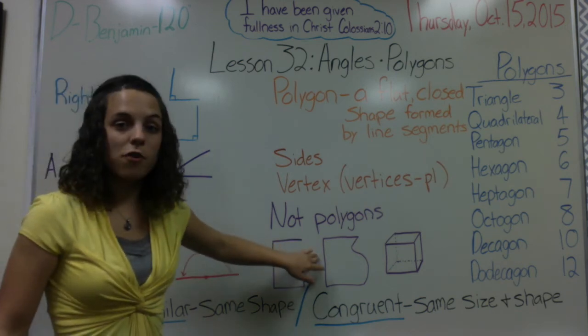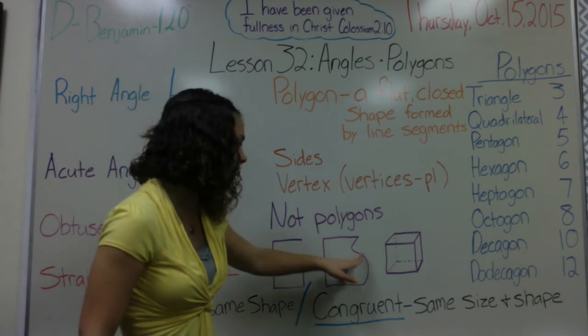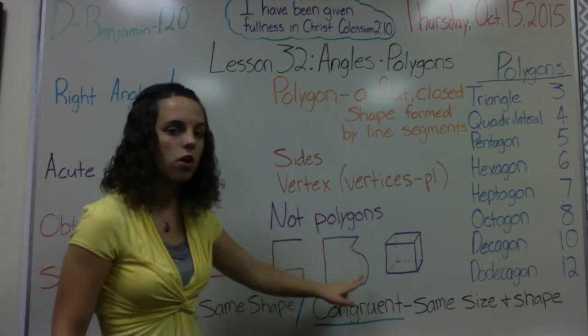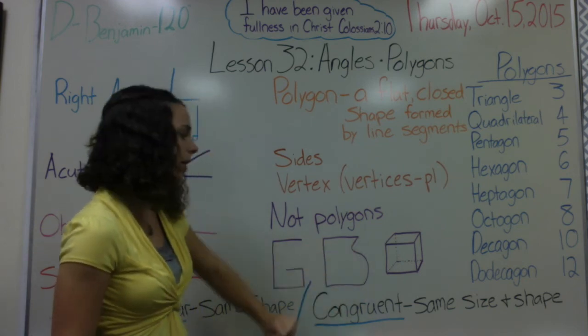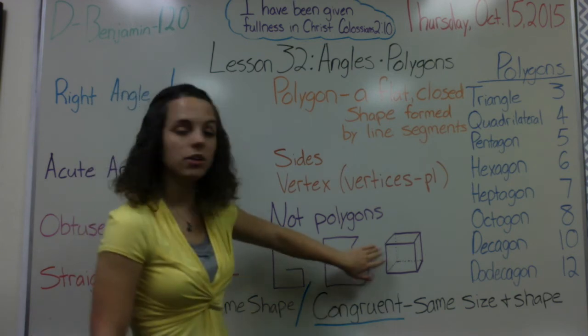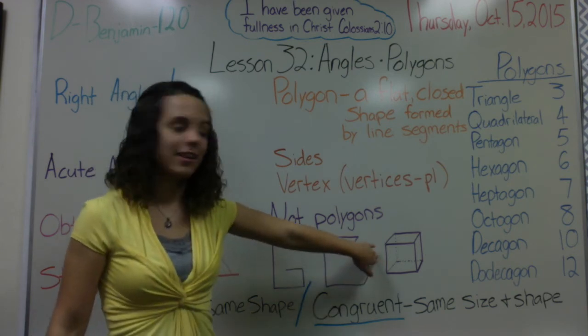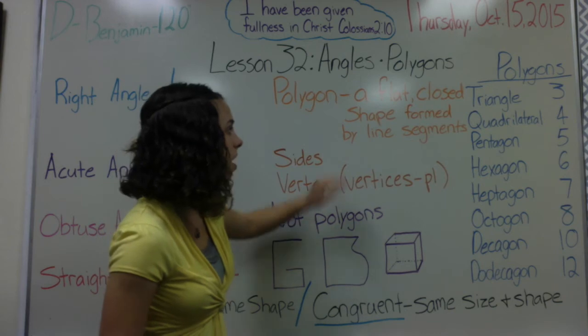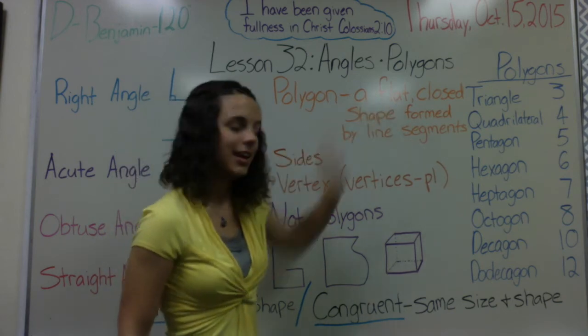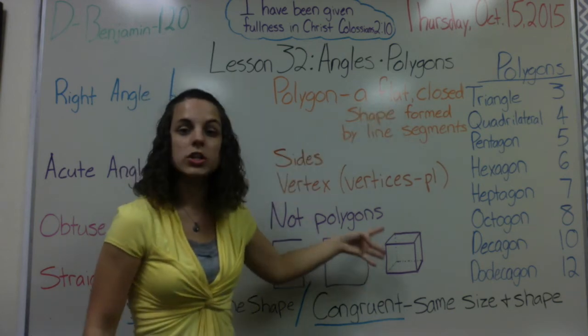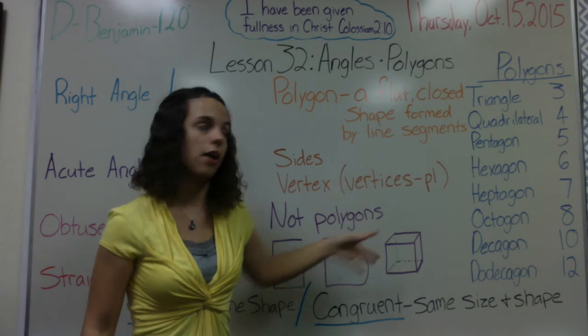Because it is not formed by line segments. I have a curved line going on here, so I don't have all straight sides, therefore it is not a polygon. And then why is this not a polygon? That would be because it is not flat. It is three-dimensional. So a cube is not a polygon.